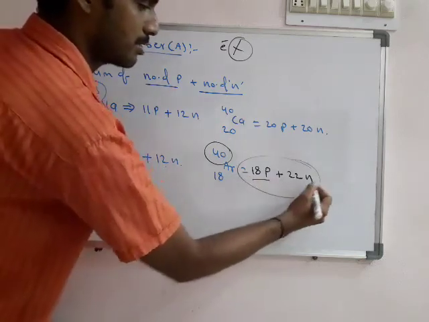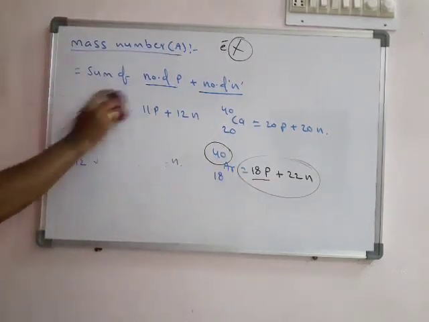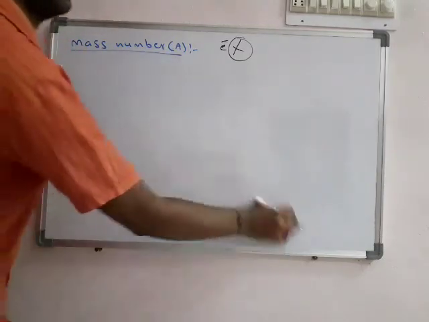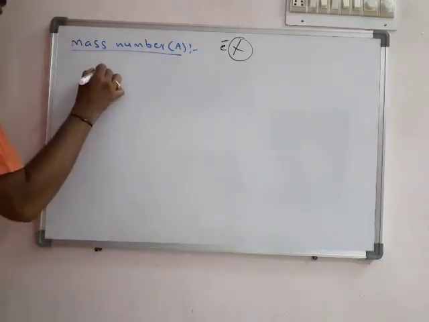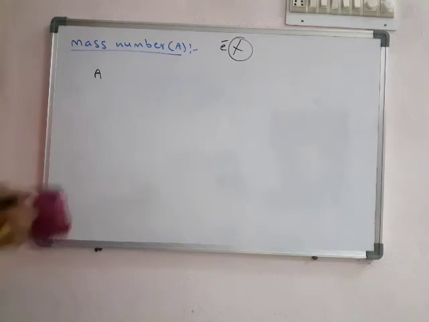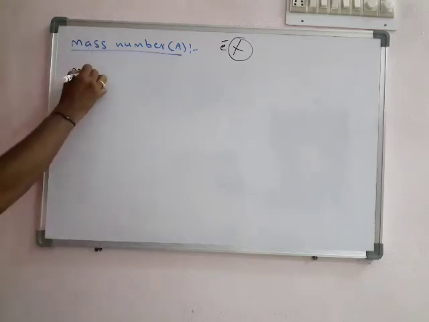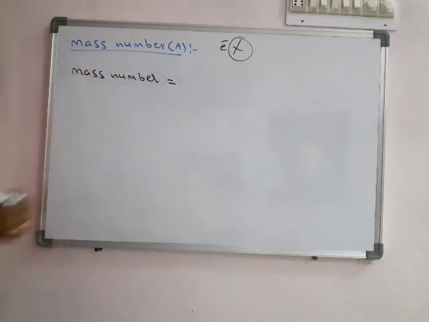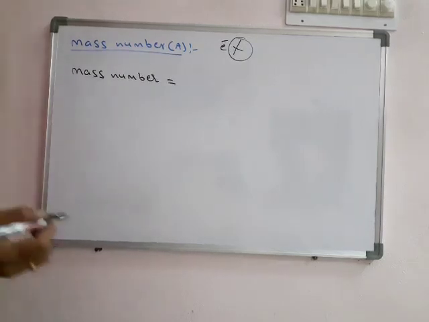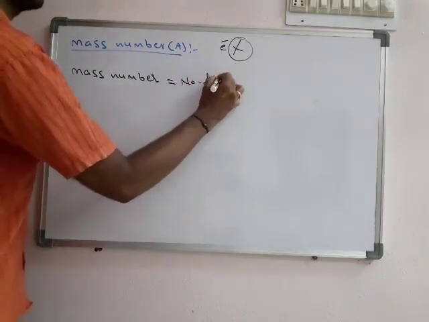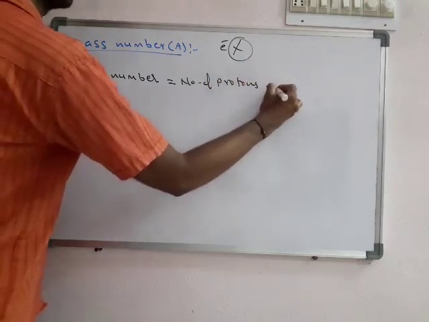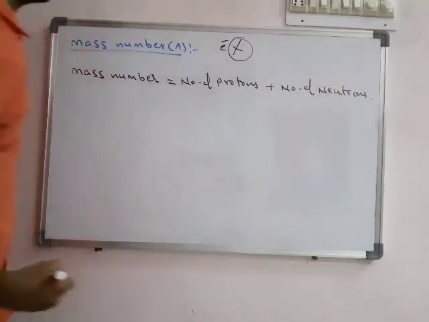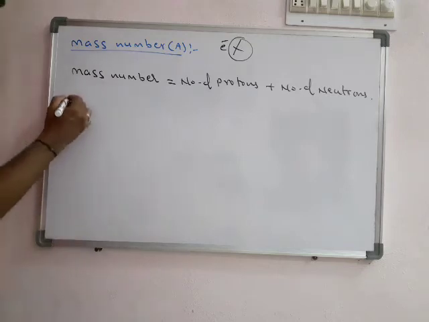On this different calculation we got that the number of neutrons plus protons, added together, gives us the mass number. Based on that, we read the general formula. So the mass number A, in general terms, you can write, is the number of protons plus the number of neutrons.